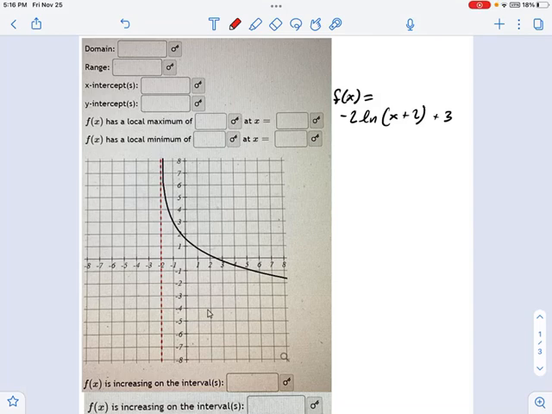Let's review some of the key features of logarithmic functions. The most obvious, I think, is the fact that it goes up forever in the y direction and down forever in the y direction, right? There's no limits to the range. So we say negative infinity, positive infinity. But in terms of the domain, there certainly is a limit.